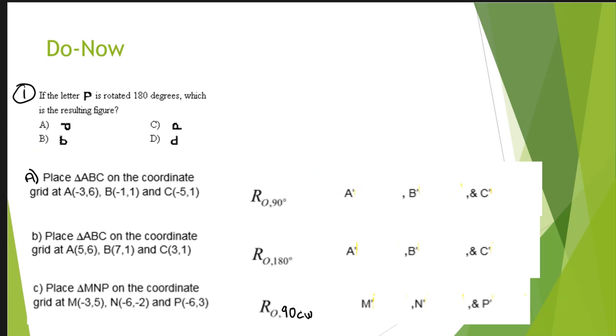The first one is just asking you, if you rotated it 180 degrees, how would it look? 180 is half a circle, so that would be this one here, D. That's how that would look. It doesn't matter which way you're going, 180 could be clockwise or counterclockwise, same thing. It'll be that.